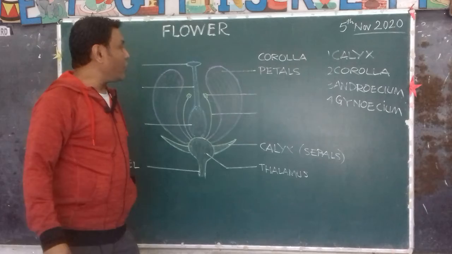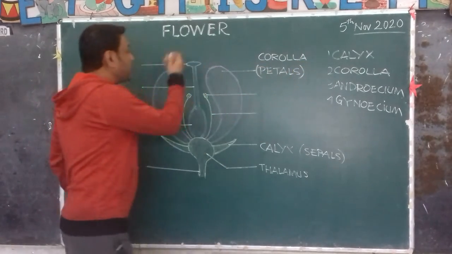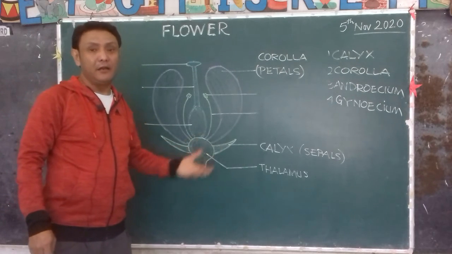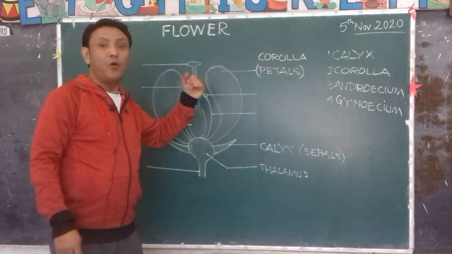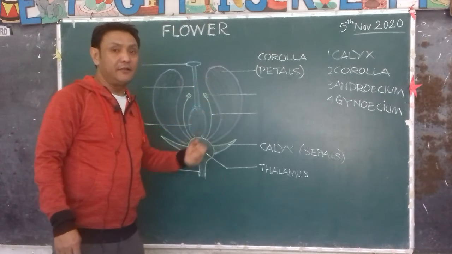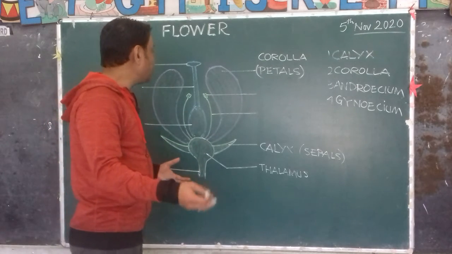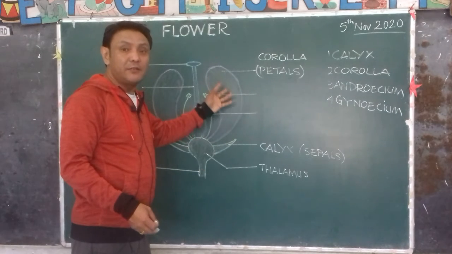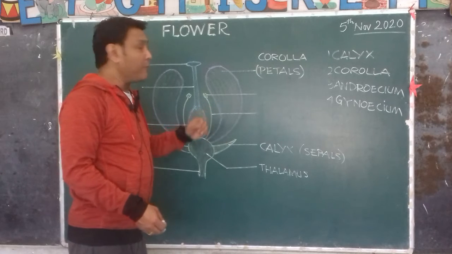The corolla, or we can call it the petals. Now, what is the function of the petals? Petals are usually brightly colored. In insect-pollinated flowers, they are brightly colored. Why? To attract insects for pollination. We'll come to pollination later, you'll understand what it is. So petals, since they are brightly colored, will attract insects for pollination.